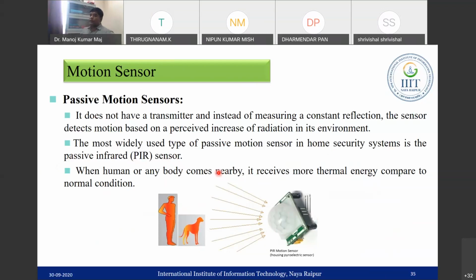In this kind of sensor, how does it detect? When a human or anybody comes nearby, it can sense the thermal energy, like the temperature of that component or of the human body, and then compare it to the normal room temperature, the normal condition, and then it can sense. So it is acting as a motion sensor.